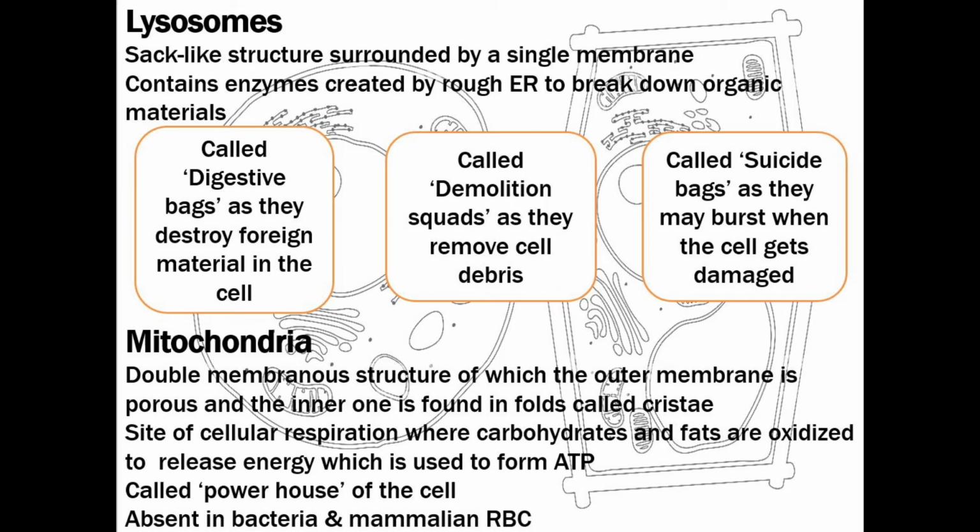The next important point: it is the site of cellular respiration, where carbohydrates and fats are oxidized to release energy, which is used to form ATP. So actually when the carbohydrates and fats go inside the cell, the mitochondria collects and oxidizes them, and after that we get the energy from the cell for our body to work. That is why it is called the powerhouse of the cell. But this is absent in bacteria and mammalian RBCs as well.